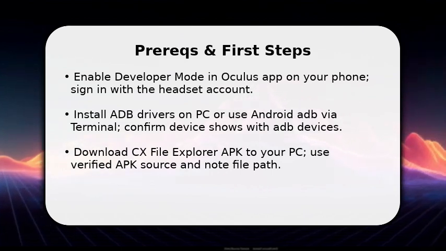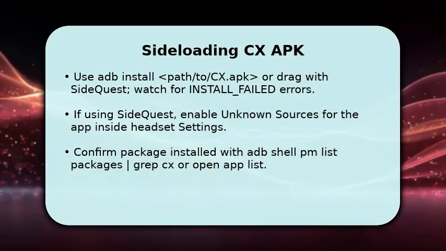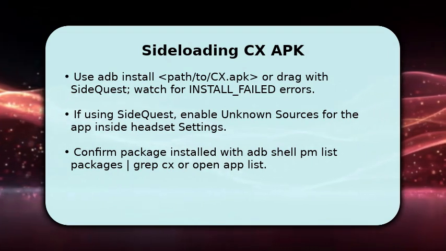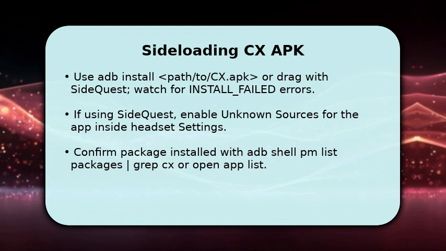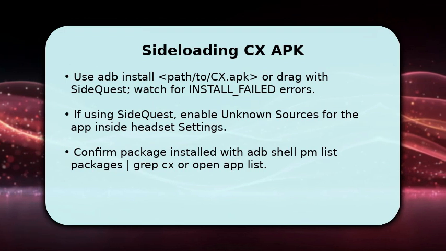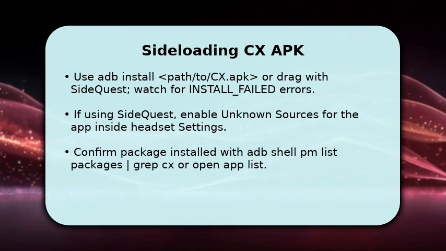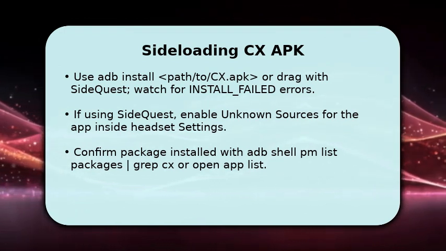Now you sideload the APK onto the headset. From your PC, run adb install path/to/cx app. If you prefer a GUI, use SideQuest to drag and drop the APK onto the device. If installation fails, check error text. Common issues are signature mismatches or existing package name conflicts. Once adb reports success, use adb shell pm list packages and grep for the CX package to confirm.